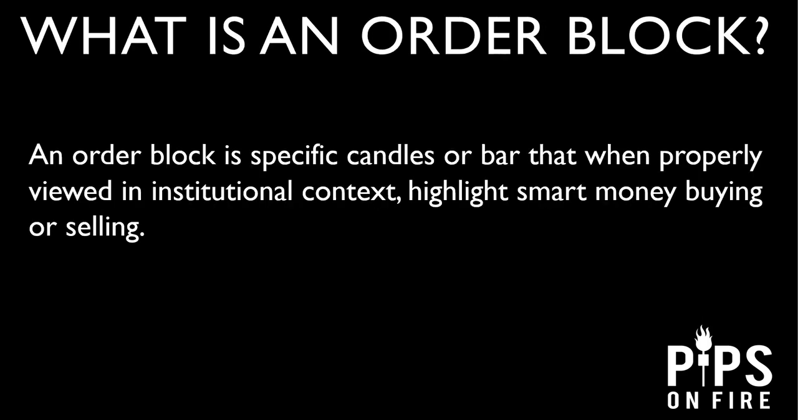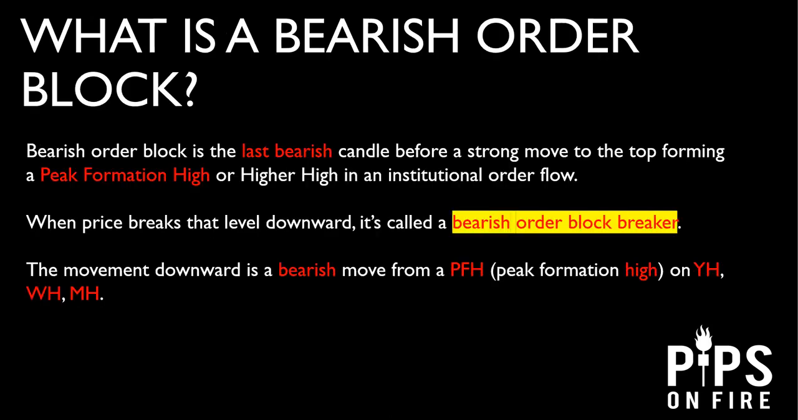So an order block, so what is it, right? An order block is a specific set of candles or a bar. I normally use candles that when properly viewed in an institutional context, highlight smart money buying or selling. So a bearish order block is the last bearish candle before a strong move to the top, forming a peak formation high or higher high in an institutional order flow. So when price breaks the level downward, it's called a bearish order block breaker.